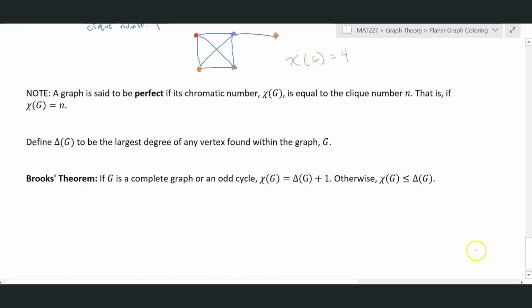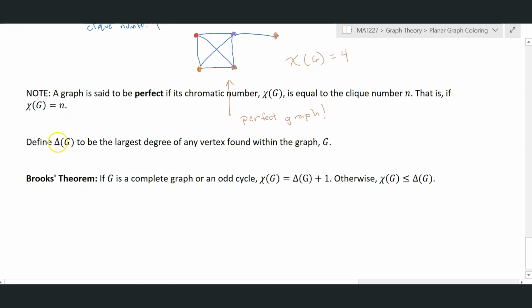We'll look at one more theorem here, and we say that a graph is perfect if its chromatic number is equal to the clique number. That is, if the chromatic number of G is equal to n. So up here, what we have is a perfect graph. Okay, don't think about it as being beautiful, just think about it as having a chromatic number that's equal to its clique number.